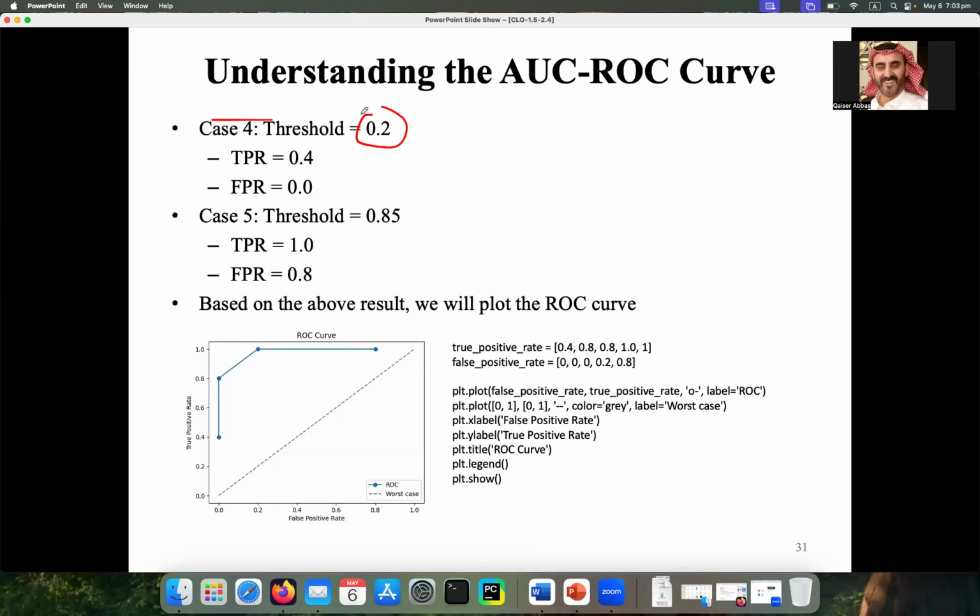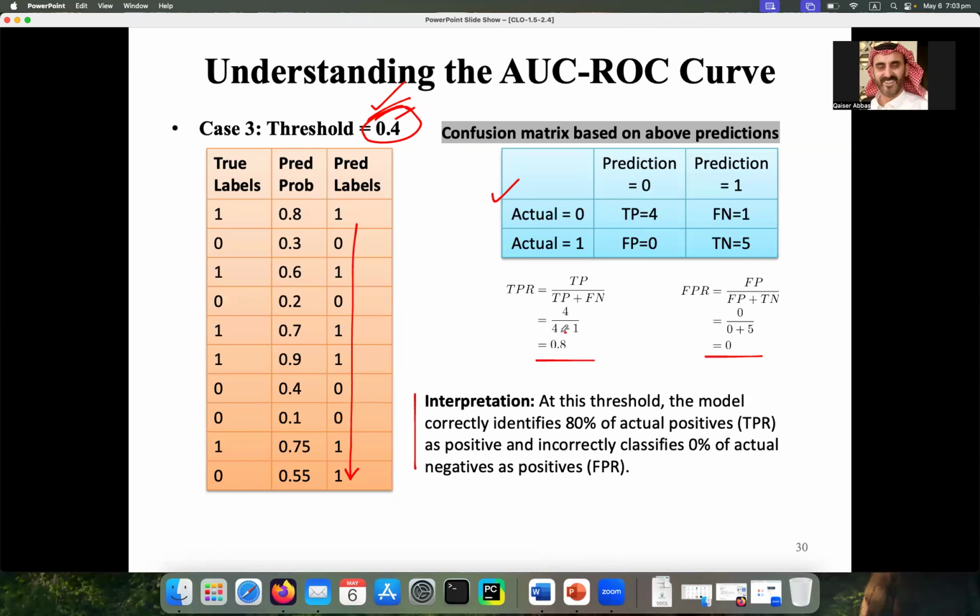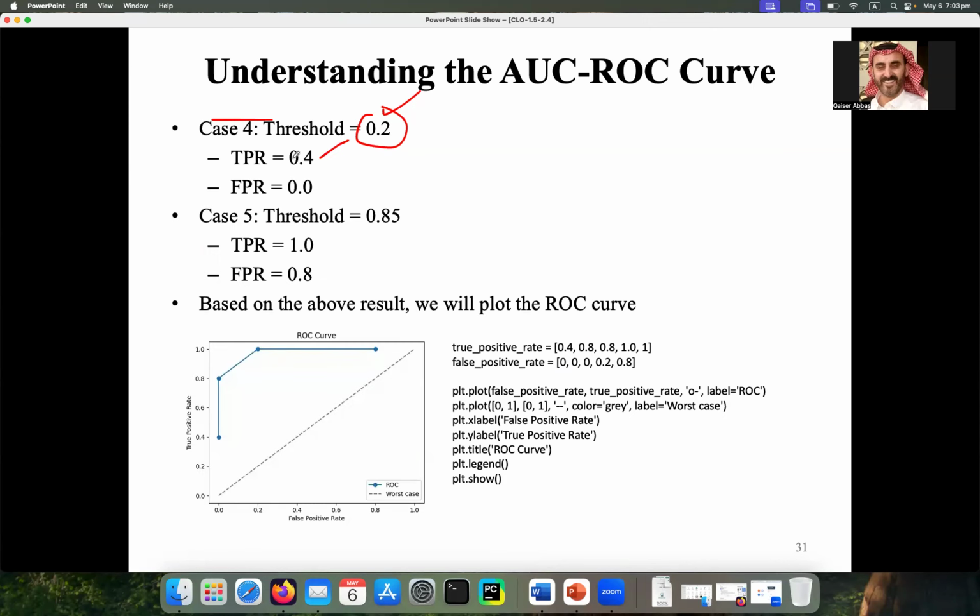Then here, case 4, now you are going to take the next threshold. I'm not showing you the tables. You will calculate by yourself, okay? And I am just writing the answers. You will get the TPR and this FPR. So you will get the TPR 0.4 for this threshold and this FPR for that threshold. Similarly, in case 5, you will take the threshold 0.85, and then you will get TPR and FPR like this. Now at least we have 5 points.